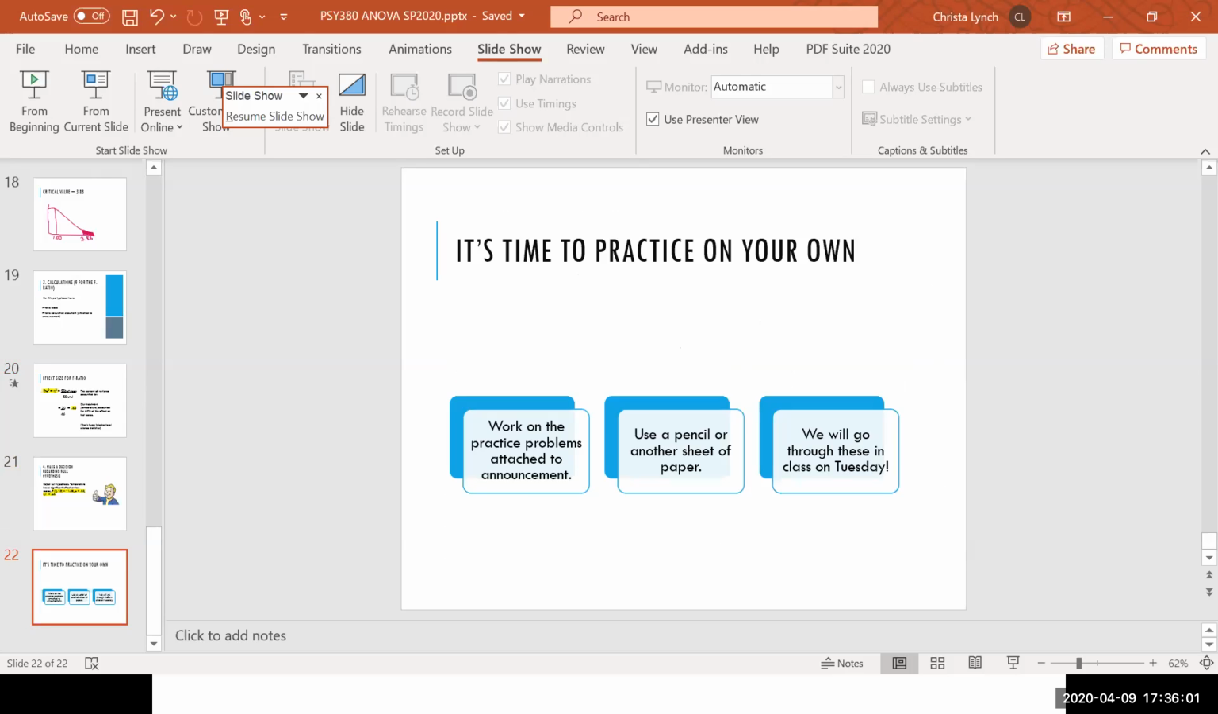Okay, so I'm going to provide you some practice problems. I've attached that to the announcement. Because we're going to go over those in class on Tuesday, I want you to use a pencil or another sheet of paper because you're probably going to have to make some adjustments, right? But I want you just to, on your own, using the example we just looked at, attempt to go through step 1, step 2, step 3, and step 4 of the hypothesis test, and do your best to complete those in pencil. And then, like I said, we'll go over some of the answers and clarify more of that on Tuesday.